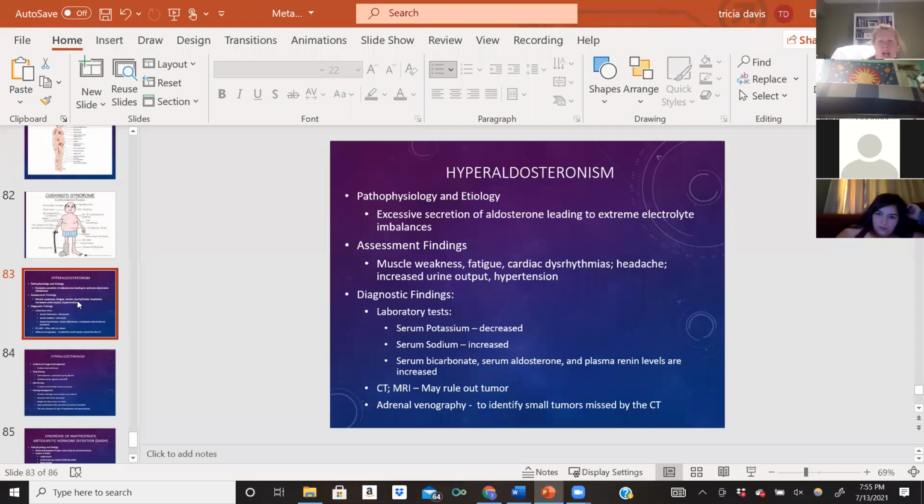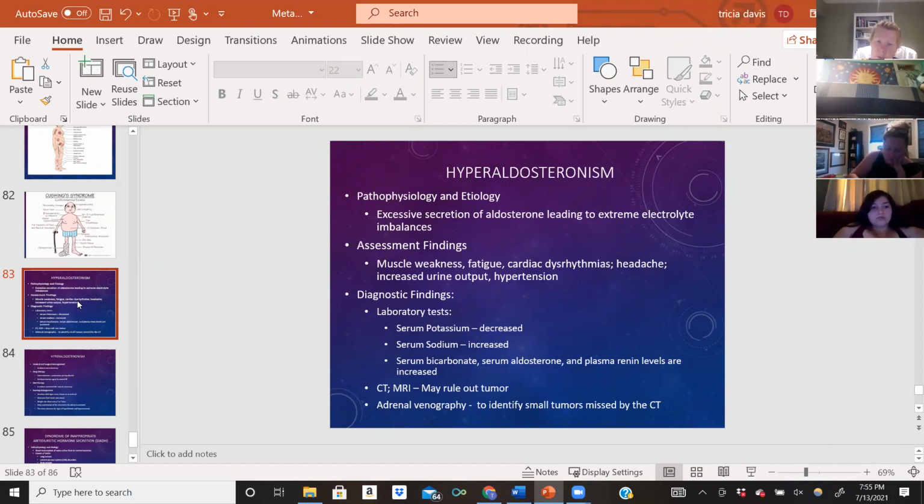All right, hyperaldosteronism. This is excessive secretion of aldosterone leading to extreme electrolyte imbalances. These patients are going to have muscle weakness, fatigue, cardiac dysrhythmias, headache, increased urine output, and hypertension.